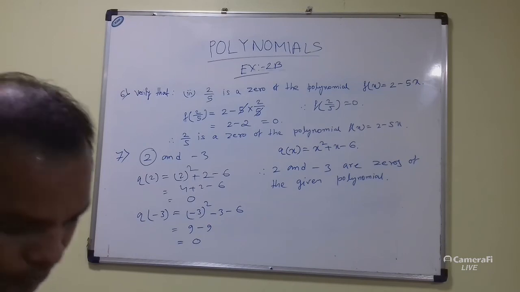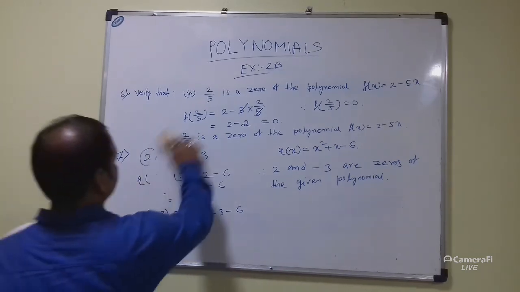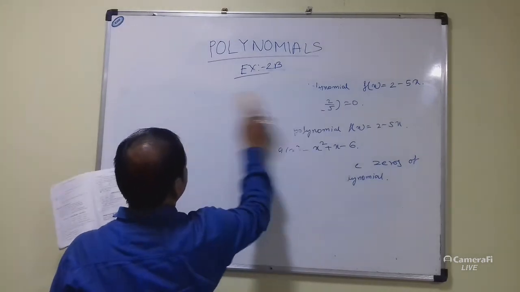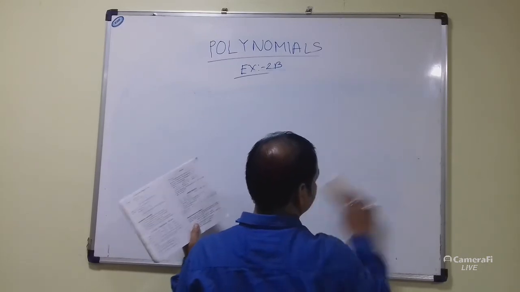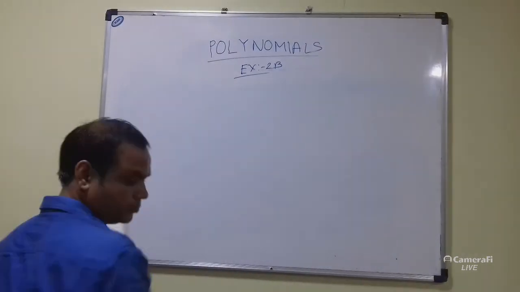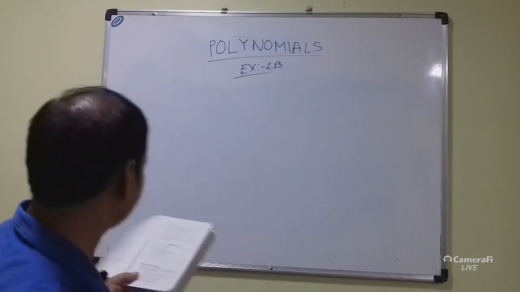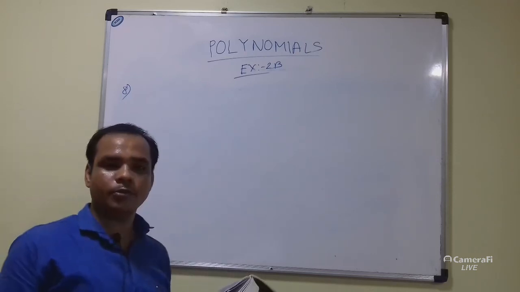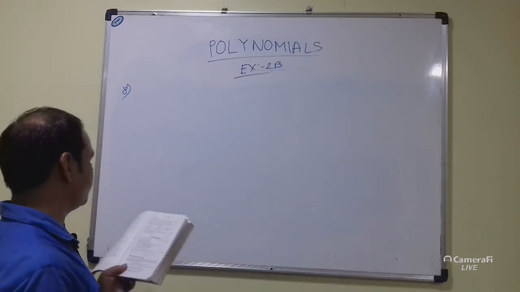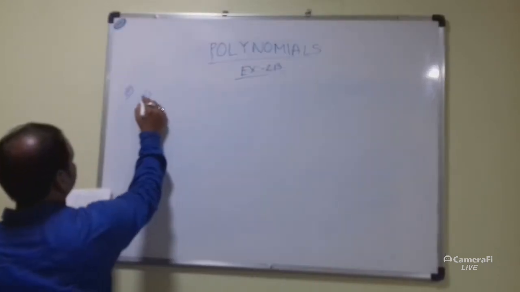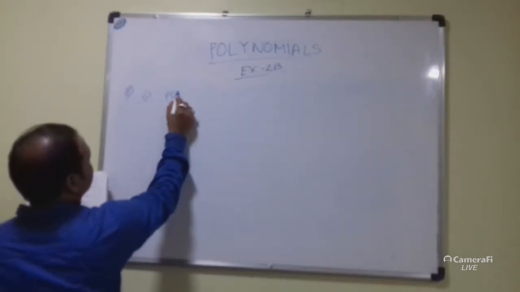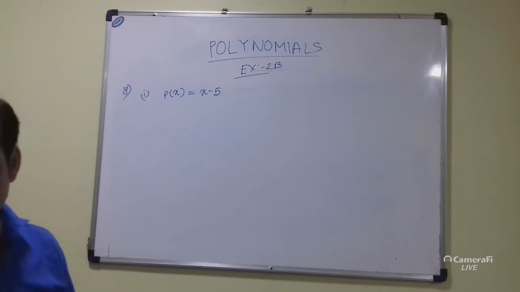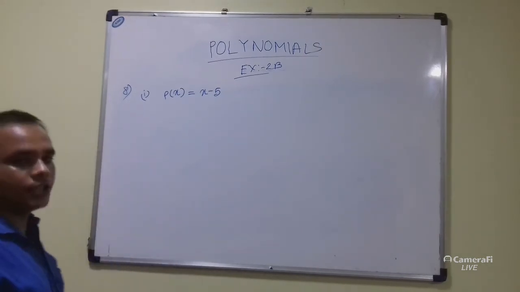Now problem number 8. We have to find the zero of the polynomial. So the first one is p of x is equal to x minus 5. We have to find the zero of the given polynomial.